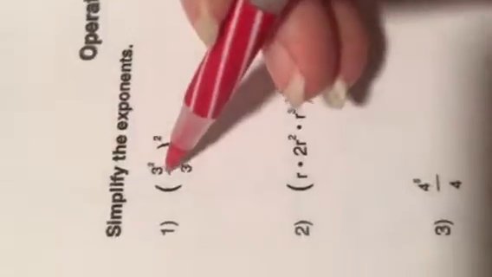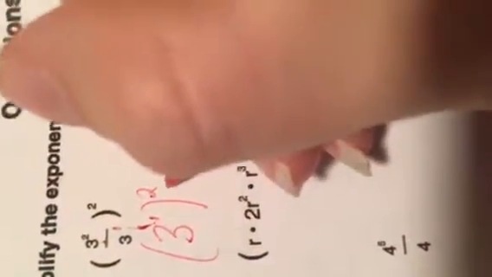Now, we are starting to review operations with exponents. The instructions say to simplify the exponents. What we have to remember is when I'm dividing with exponents, I am actually subtracting the exponents. So 2 minus 1 is 1, so this becomes 3 to the first power, still all to the second power. When I have parentheses and a power outside the parentheses, I'm multiplying the two powers. 1 times 2 is 2, so this becomes 3 to the second power.